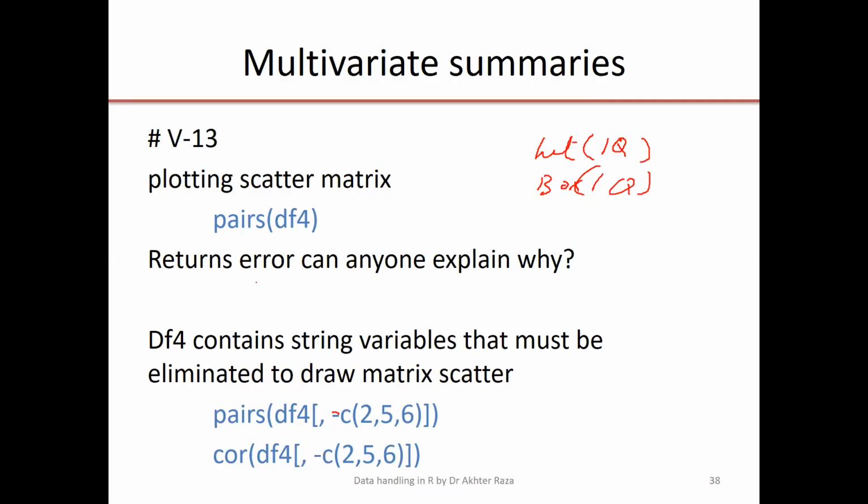Now I'm going to execute the pair command and the cor command. Pair command will do what? It generates scatter plots among all quantitative variables in the data frame. In my data frame, I have several variables, but some of them are not quantitative. So that is why minus c(2,5,6) is used here. So I am just clicking on this command and running it.